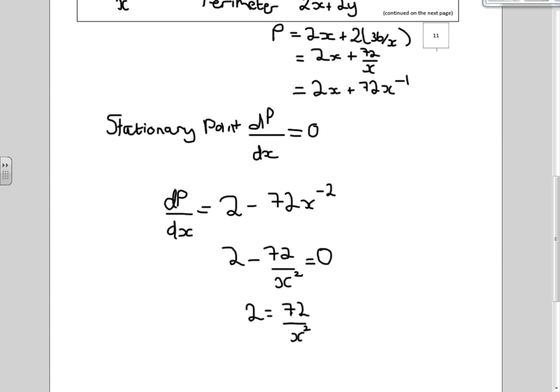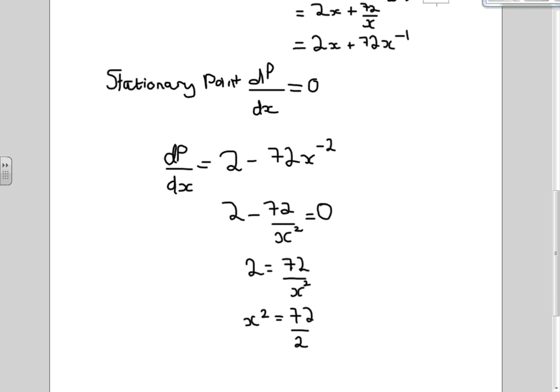And now I'm going to divide through by 2 and move the x over to the other side, which would give me x squared equals 72 over 2, which is the same as 36. So to find x, I need to square root both sides. So of course that'd give me a positive and a negative square root. But remembering that we're finding lengths here, we cannot have a negative length, so we find that x is just equal to 6.